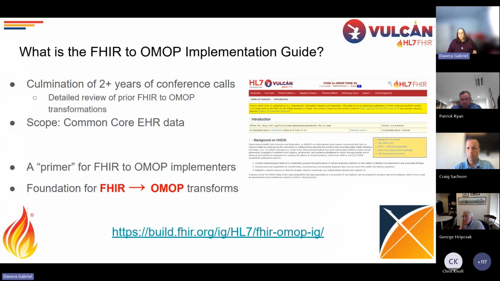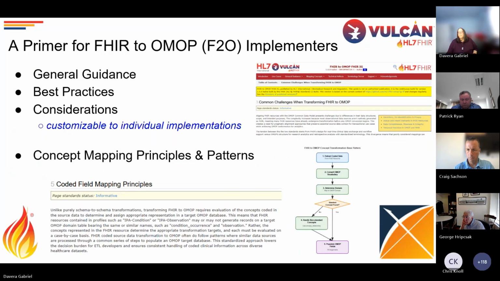Its scope is unidirectional. It's for transformations only from FHIR-to-OMOP, and it's limited to core data commonly occurring in electronic health records. The intended result is to provide a foundational guide, a primer, if you will, for implementers of FHIR-to-OMOP transformations. The IG is composed of two different kinds of information.